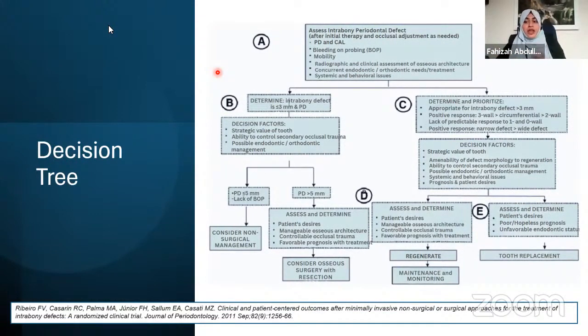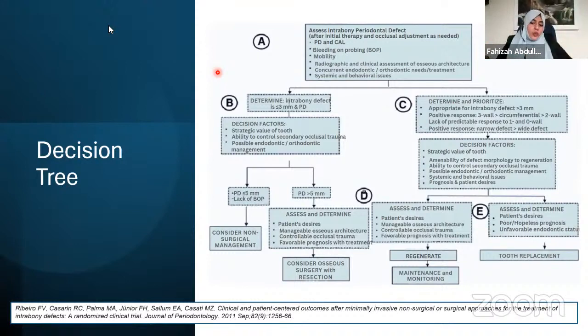this kind of treatment. Now, coming to the C part, where you need to prioritize: if the defect is more than 3 mm and there is a 3-wall defect or a circumferential wall defect, like a proper intrabony defect, then again we have to check the strategic value of the tooth, like how important the tooth is at that point, then the defect morphology, how to control the secondary occlusal trauma, possible endodontic and orthodontic management, other systemic and behavioral issues, and the prognosis and patient desires. So these are the factors which will determine the next treatment.